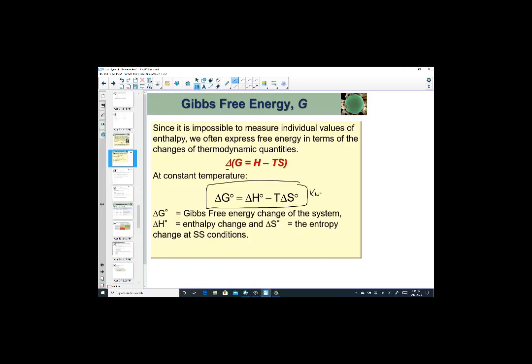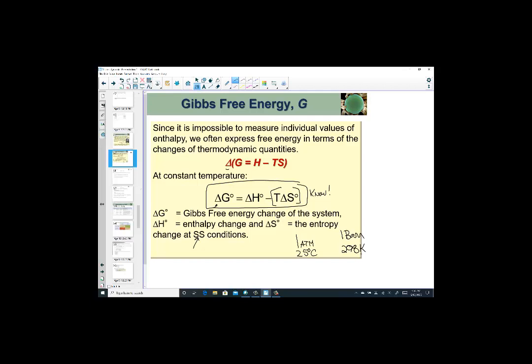This is the one that you should know how to use and manipulate for those variables, that says at constant temperature, Gibbs free energy, which is just free energy of a system, is related to the enthalpy change minus the product of the Kelvin temperature and the standard state of entropy. The standard state conditions, right? That's 1 atmosphere of pressure, 25 degrees Celsius. So sometimes you'll see that as 1 bar and 298 Kelvin. Those are the standard state conditions.